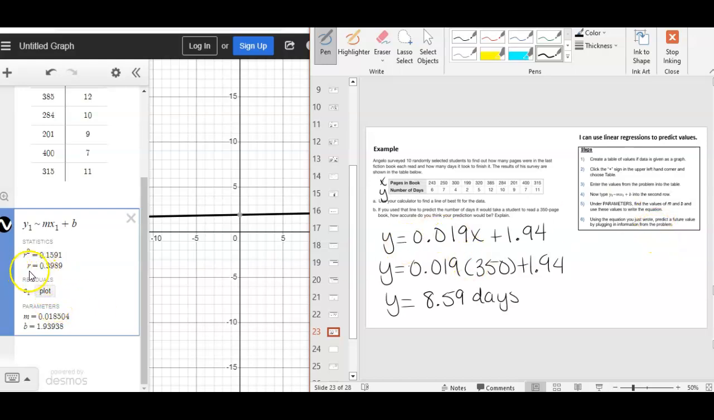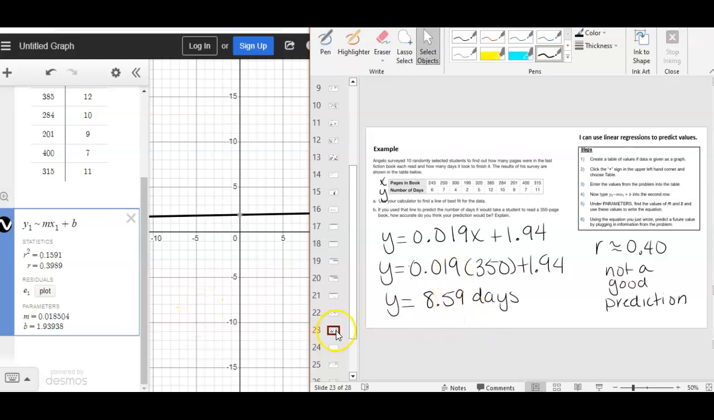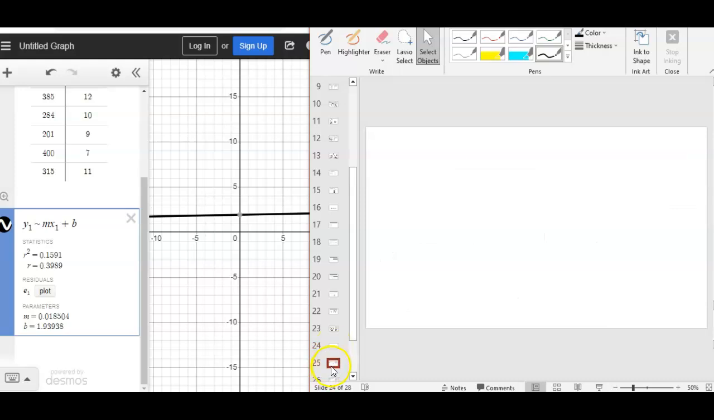To figure out the accuracy, you're going to look at the R value, okay? Notice the R value is about 0.4. Since R is approximately 0.4, that is not a good prediction, because we want our R value to be as close to 1 as possible. So an R value of about 0.4 is not a great correlation, which means our prediction is probably not going to be very accurate. If the R was 1 or like 0.9, that would be a good prediction.